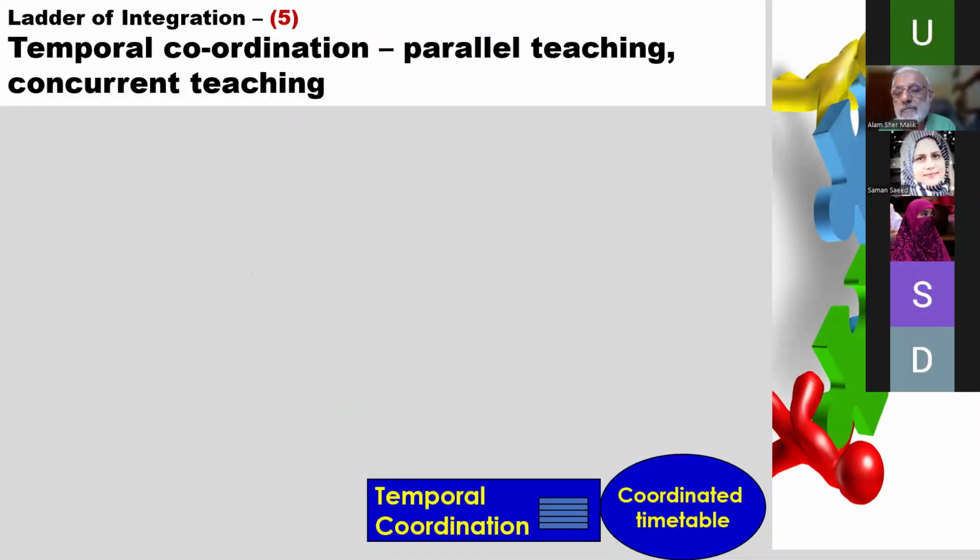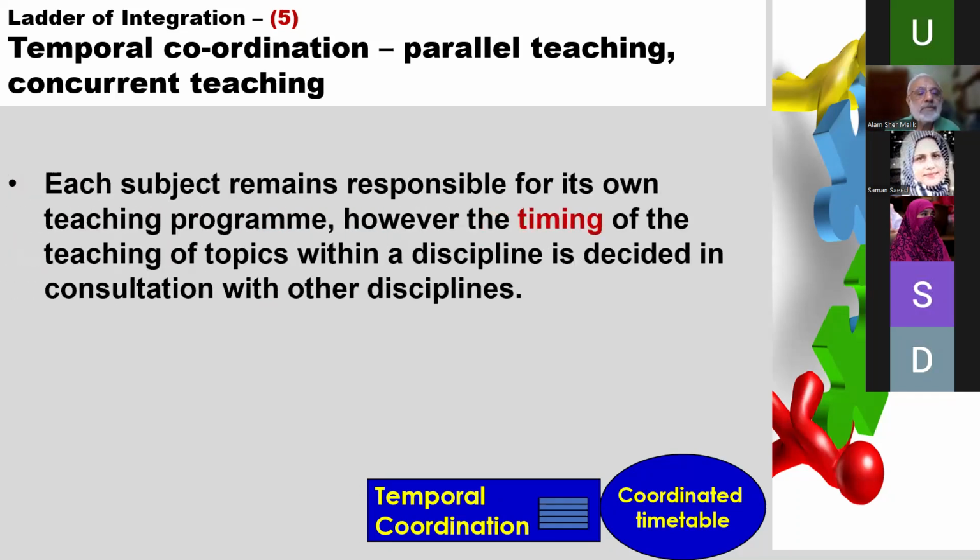Now let's move on to the fifth level. The fifth level in the integration is the temporal coordination, parallel teaching, or concurrent teaching. Now, what happens here is that each subject remains responsible for its own teaching program. However, the timing of teaching of topics within the discipline is decided in consultation with other disciplines. Right? Now, we saw the fragmentation, where everything is going solo.